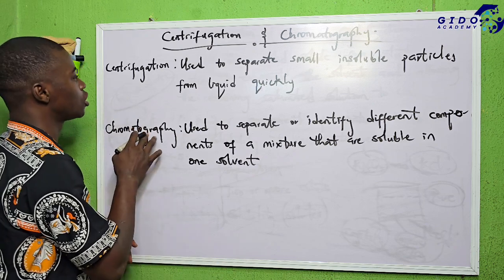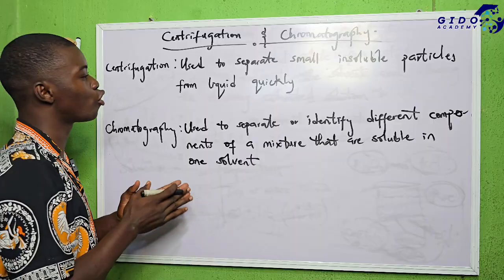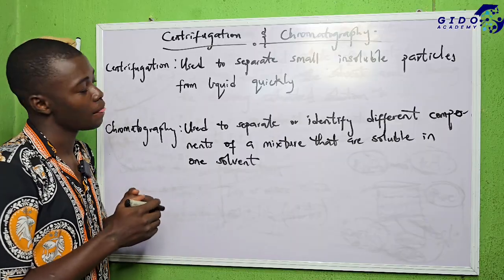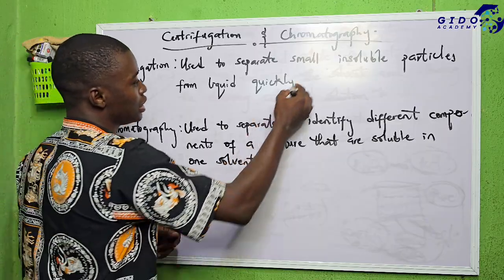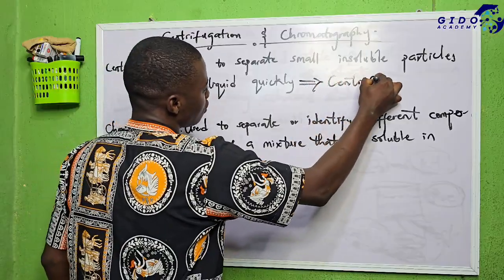So what is centrifugation? Centrifugation is used to separate small insoluble particles from liquid quickly. That's what we use it for. And the machine we always use is called what? The centrifuge.